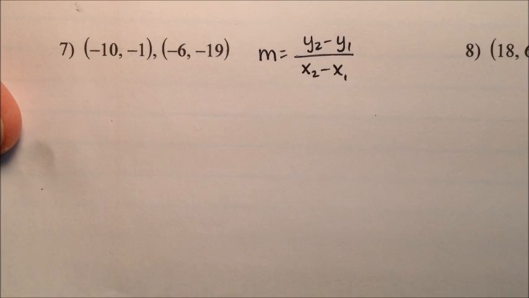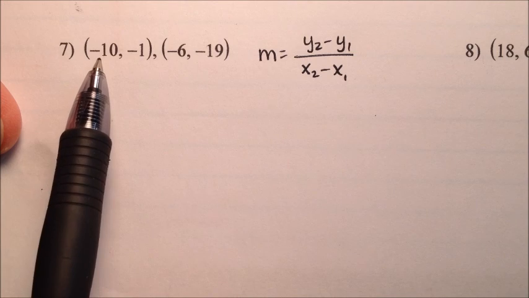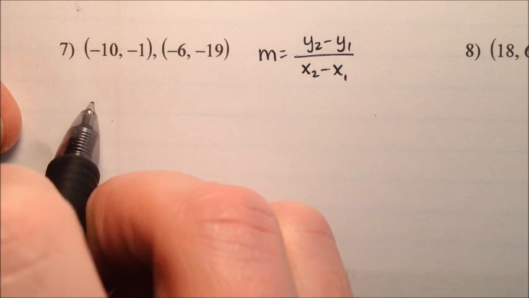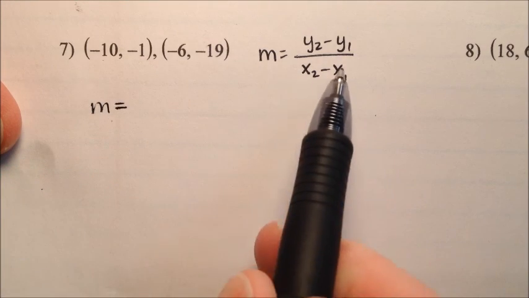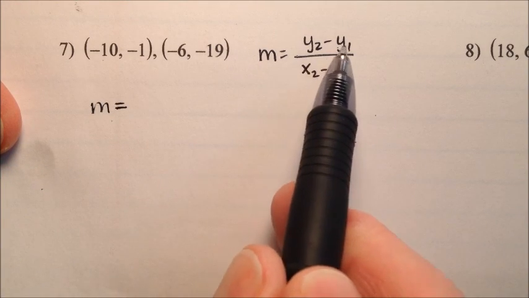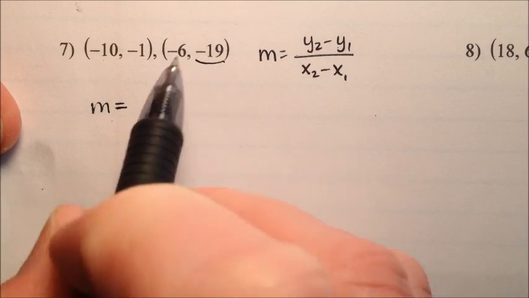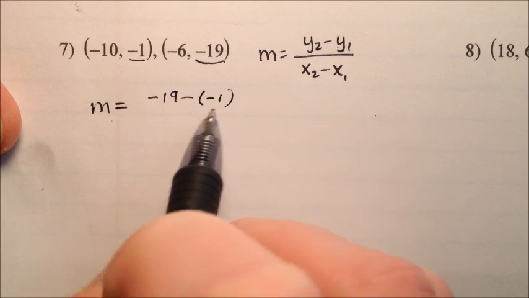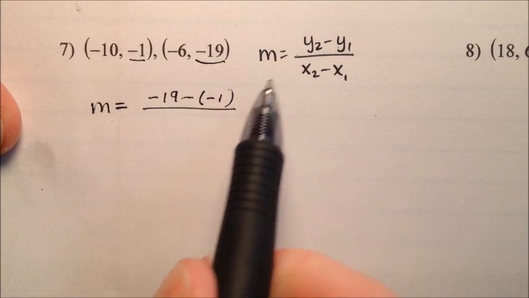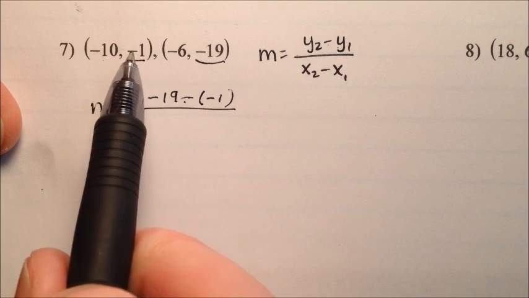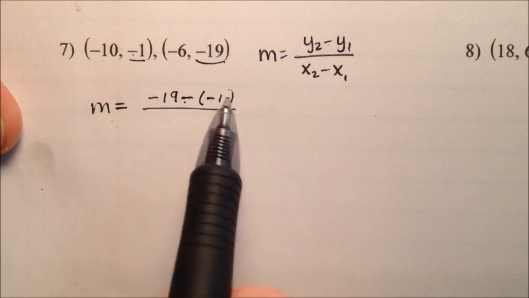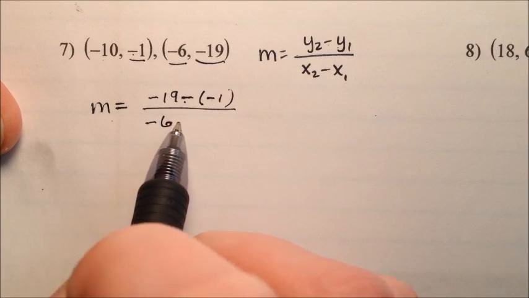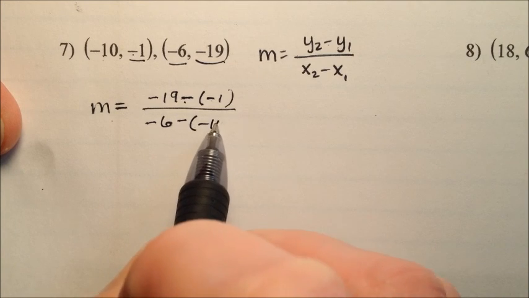Now in number 7, we're given a couple more ordered pairs. We have negative 10, negative 1, and then negative 6, negative 19. Once again, we put it in our slope formula, where y2 minus y1, so negative 19 minus y1, which is a negative 1. And again, be careful, because the formula says we're subtracting, and this one happens to be negative, so we're actually subtracting a negative. Then we have x2, so negative 6, minus x1, which is a negative 10.